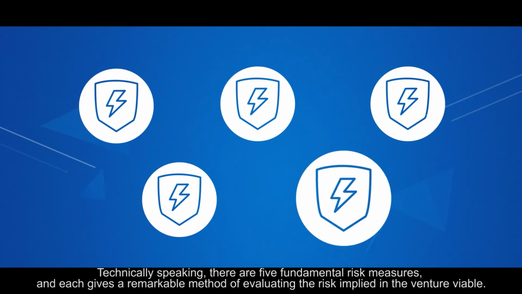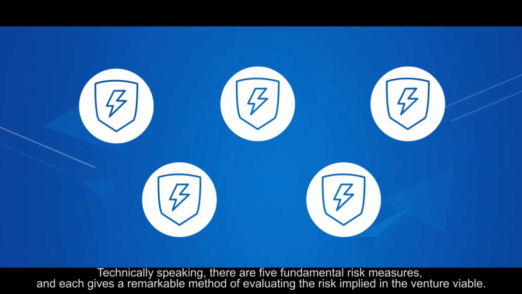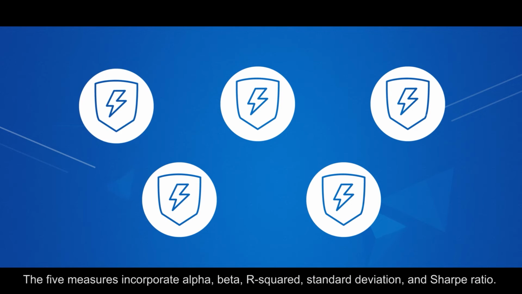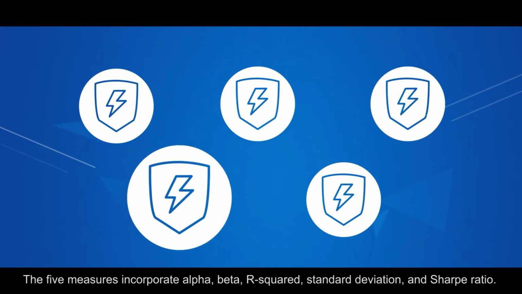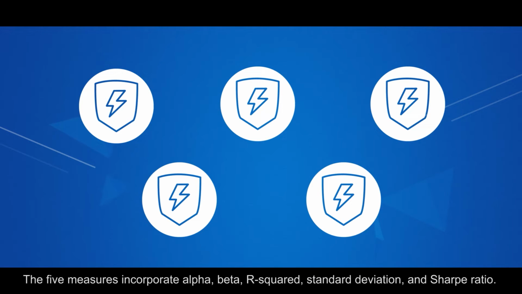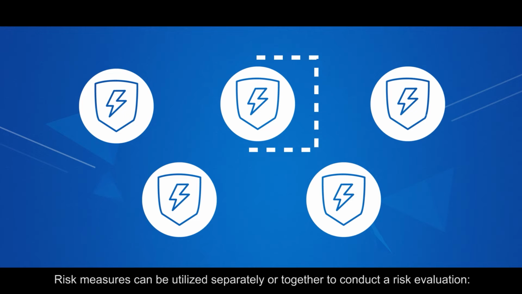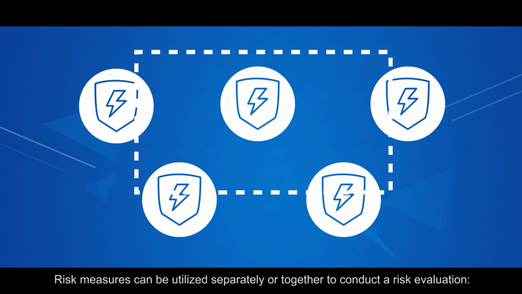Technically speaking, there are 5 fundamental risk measures, and each gives a remarkable method of evaluating the risk implied in the venture. The 5 measures incorporate alpha, beta, R-squared, standard deviation, and Sharpe ratio. Risk measures can be utilized separately or together to conduct a risk evaluation.